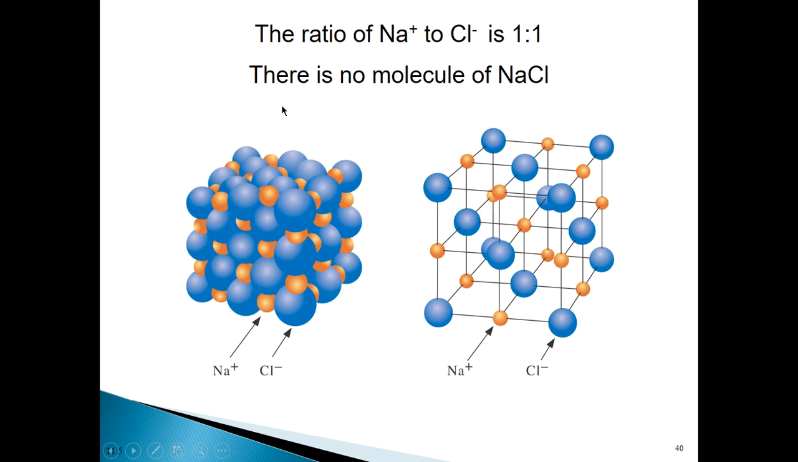So as I said before, the ratio is 1:1. There's no molecule, no discrete unit of NaCl. That's a big difference between ionic compounds and covalent compounds, right? There are no molecules of ionic compounds. The 1:1 ratio is still maintained.